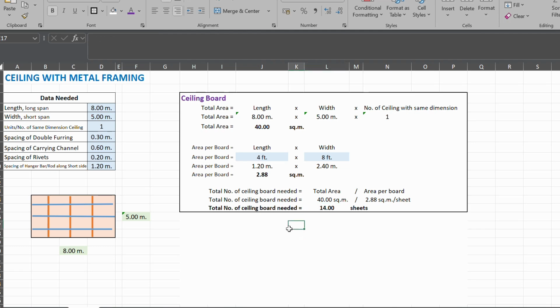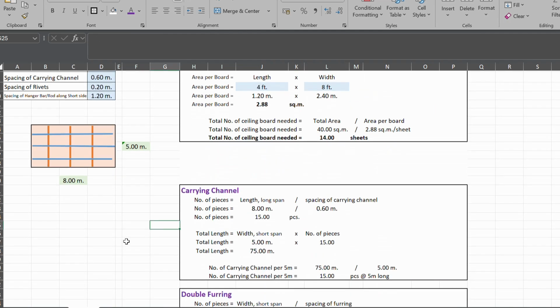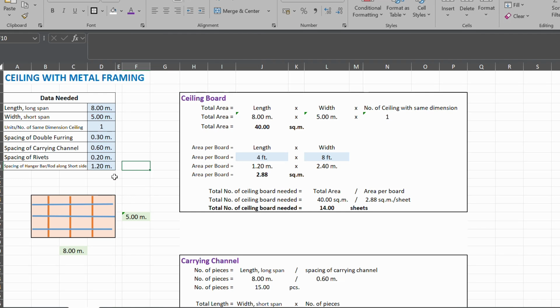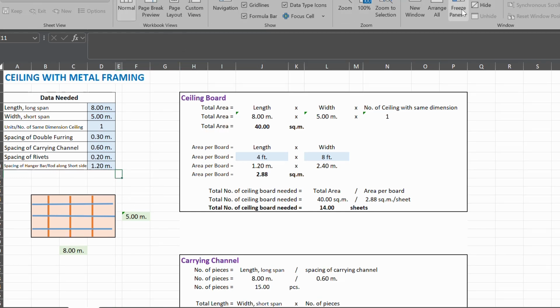So for carrying channel, saan ba yun? Kuhanin natin siya.